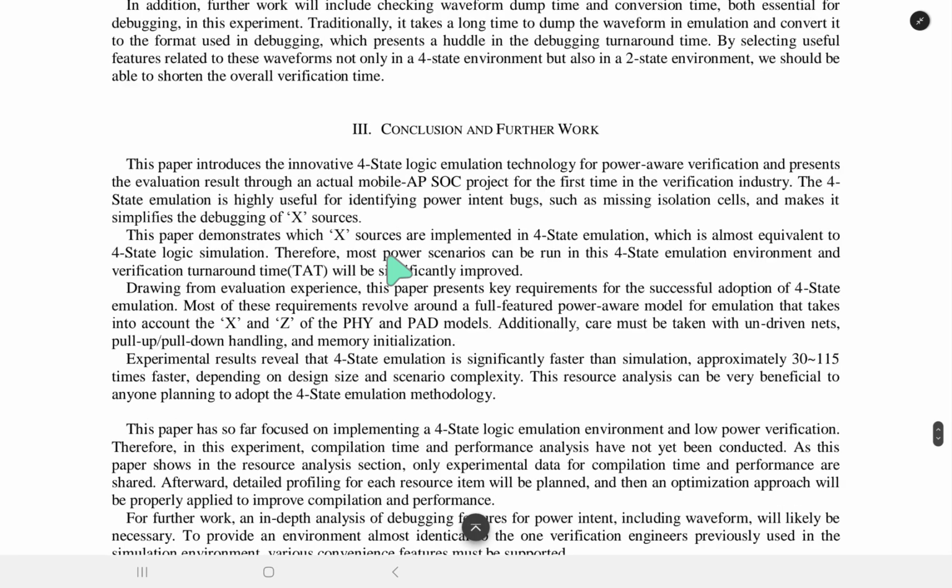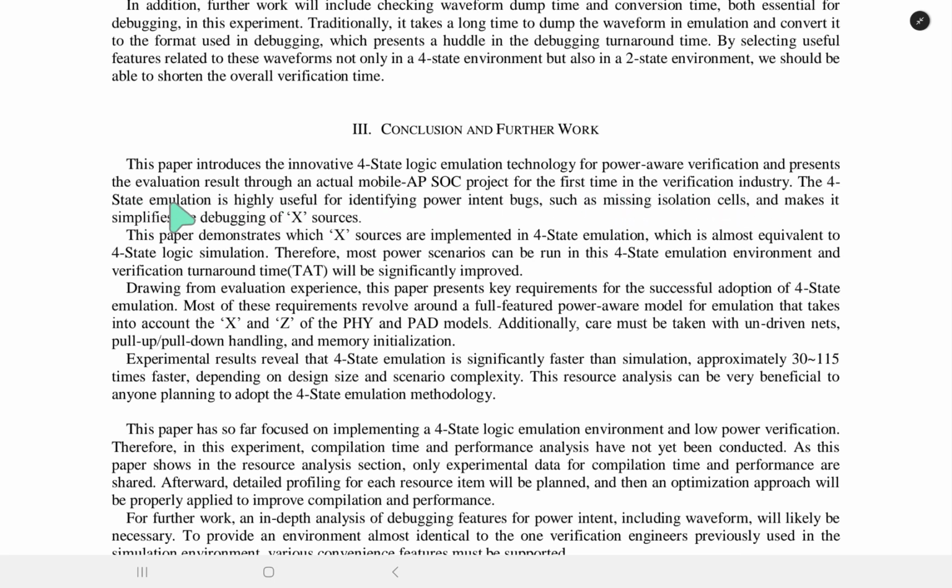Chapter 3, Conclusion and Future Work. This paper introduced the innovative 4-state logic emulation technology for power-aware verification and presented the evaluation result through an actual mobile AP SoC project for the first time in the verification industry.